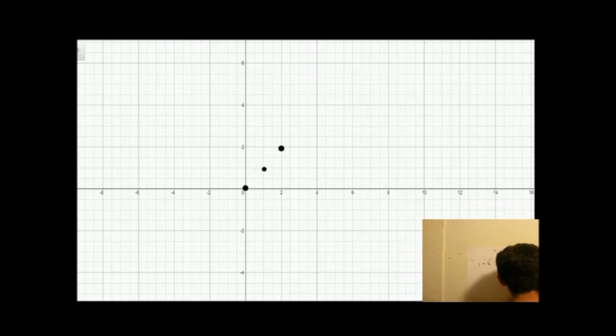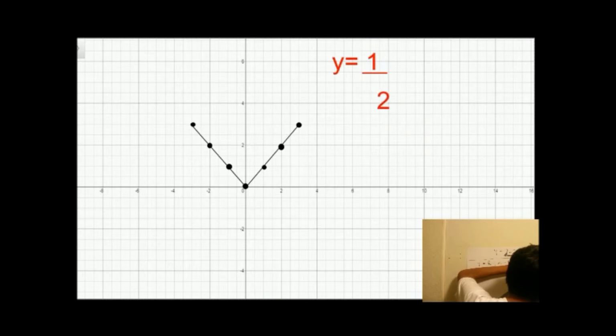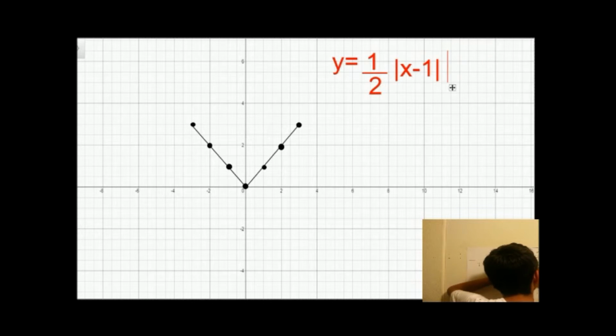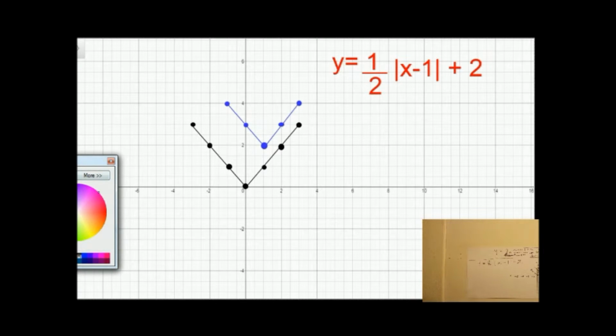So let's start off by putting in the basic form of translation, which is y equals absolute value x. Basically, this goes from the origin with a slope of 1. After this, we have to take a look at the equation, which is y equals 1/2 absolute value, x minus 1, plus 2. Now, what this means is that we're going to have to move it 1 to the right because it's negative 1, and that means it's going to be positive. So we have to move it 1 to the right. Then we're going to have to move it 2 up.